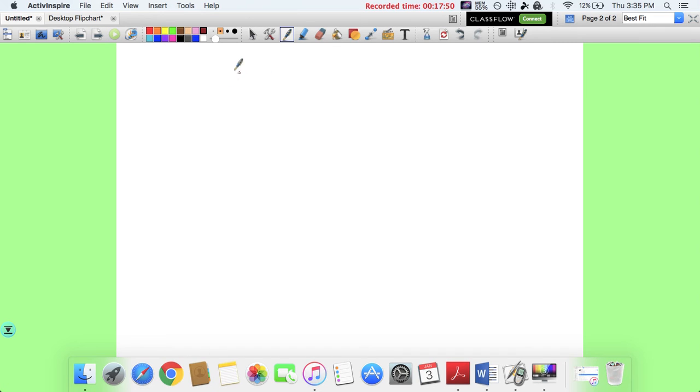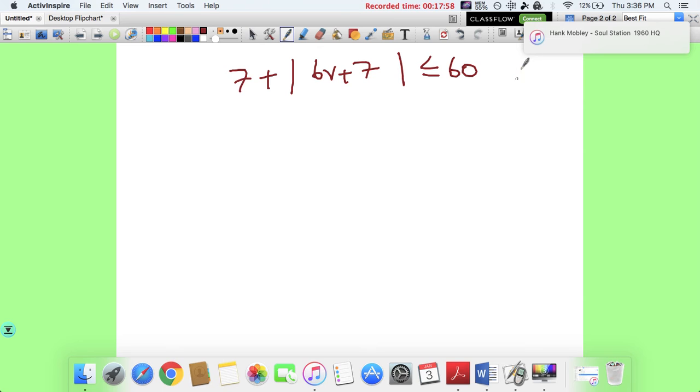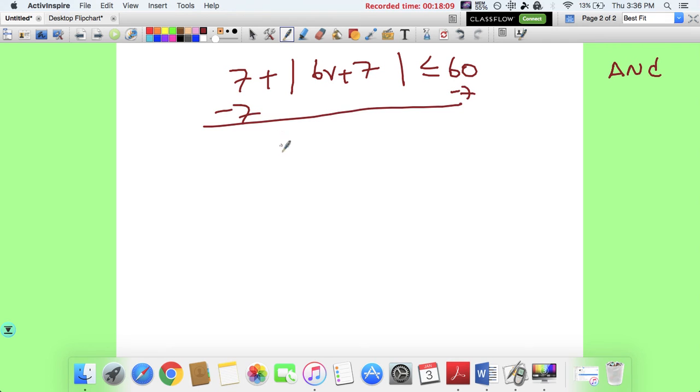this, which is the absolute value of 6v plus 7, plus 7, less or equal to 60. So this is an and problem. But the first thing I want you to do is get rid of that 7. All we want to do is have the absolute value by itself. So minus 7 gets us what we want: the absolute value of 6v plus 7 less or equal to 53.